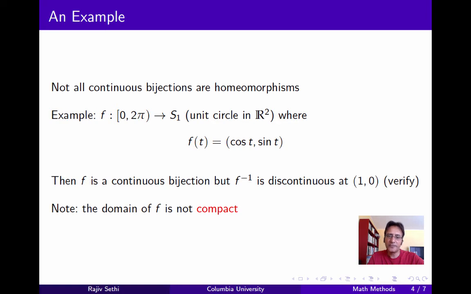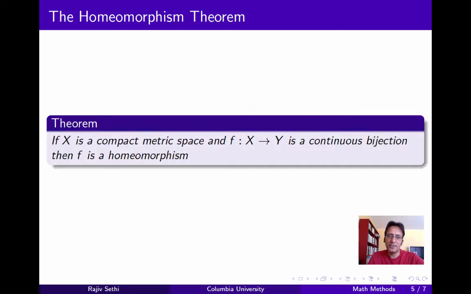Now note that in this example the domain of f is not compact, and the main result we're going to show is that if the domain were compact and you had a continuous bijection, then the inverse would have to be continuous. So let's state this result and get to the proof. If X is a compact metric space and f is a function from X to Y that is a continuous bijection, then f is a homeomorphism. In other words, the inverse of f is a continuous function.